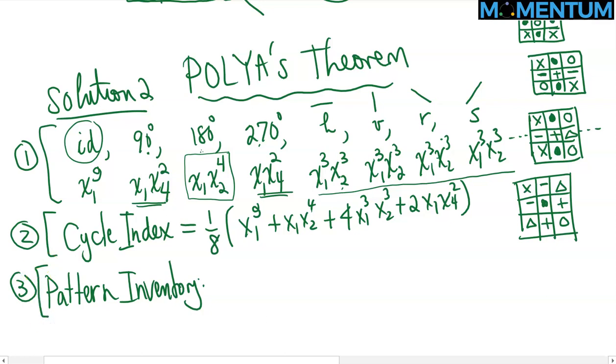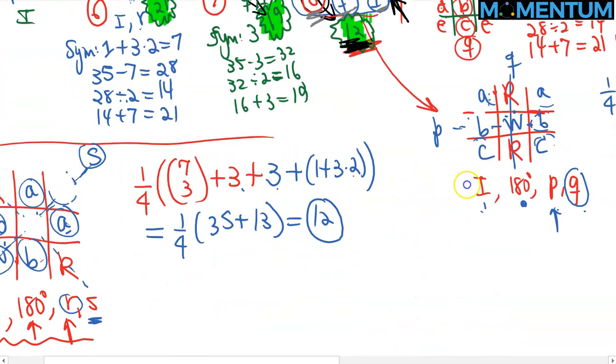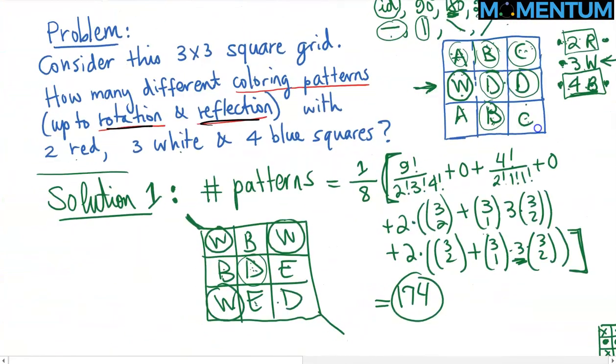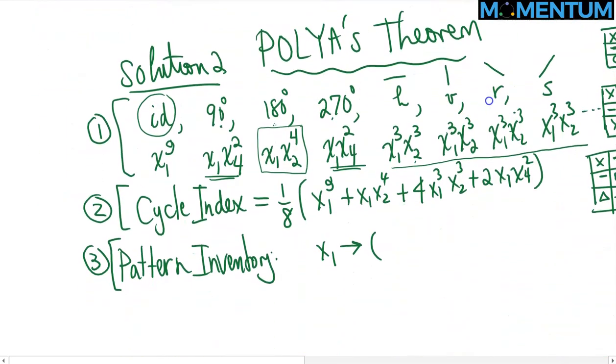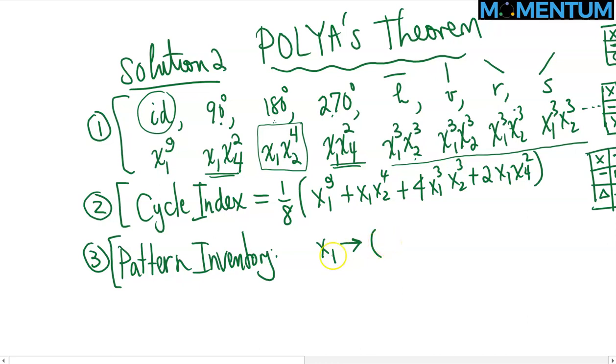So for the pattern inventory, all you need is to replace any cycle of length 1, like x1 for instance, with the color choices. In our example, the color choices were 2 red, 3 white, and 4 black. So we have red, white, and black basically. We are not concerned about the quantities yet, right? So x1 should be replaced with red, white, and black, or blue, I should say.